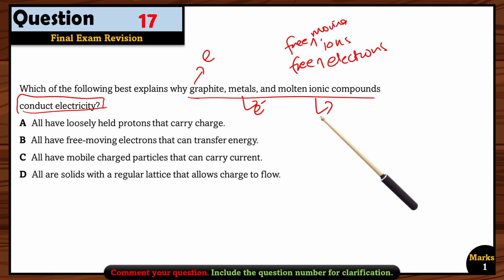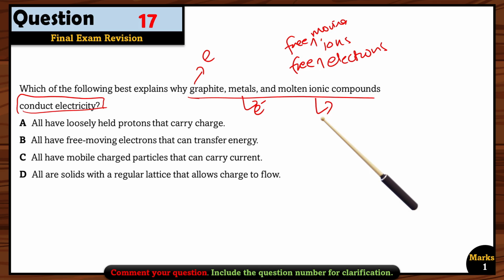Ionic compounds have ions in them. There are no free electrons, they just have ions. So ions are responsible for the electrical conductivity in ionic compounds. That's why ionic compounds are very bad conductors of electricity when they are in solid form. Why? Because in solid form the ions are not free.